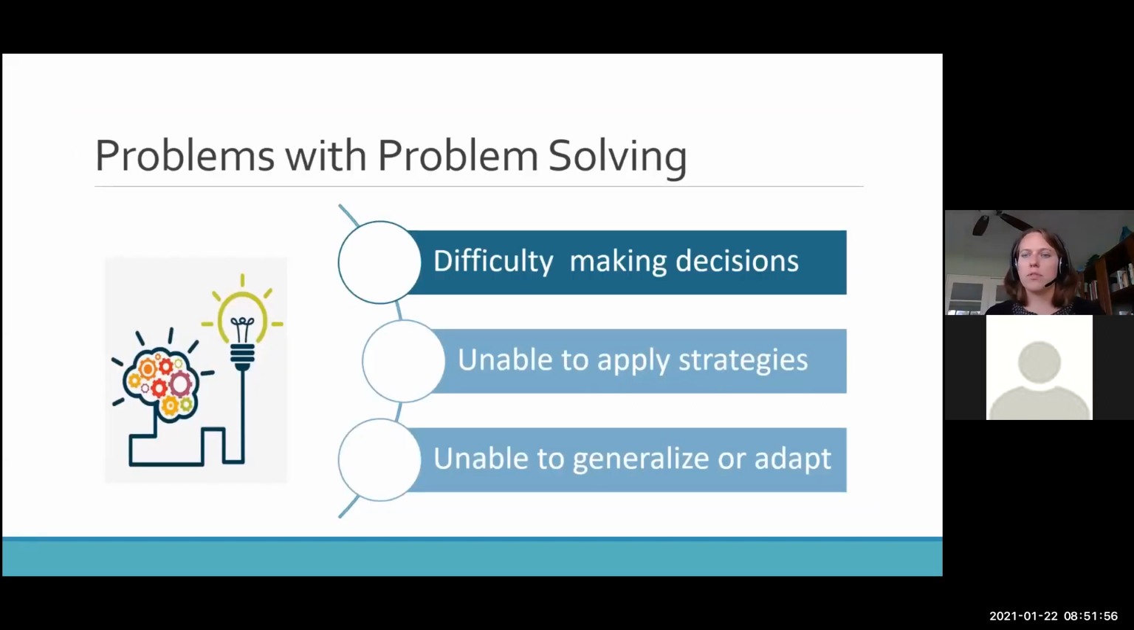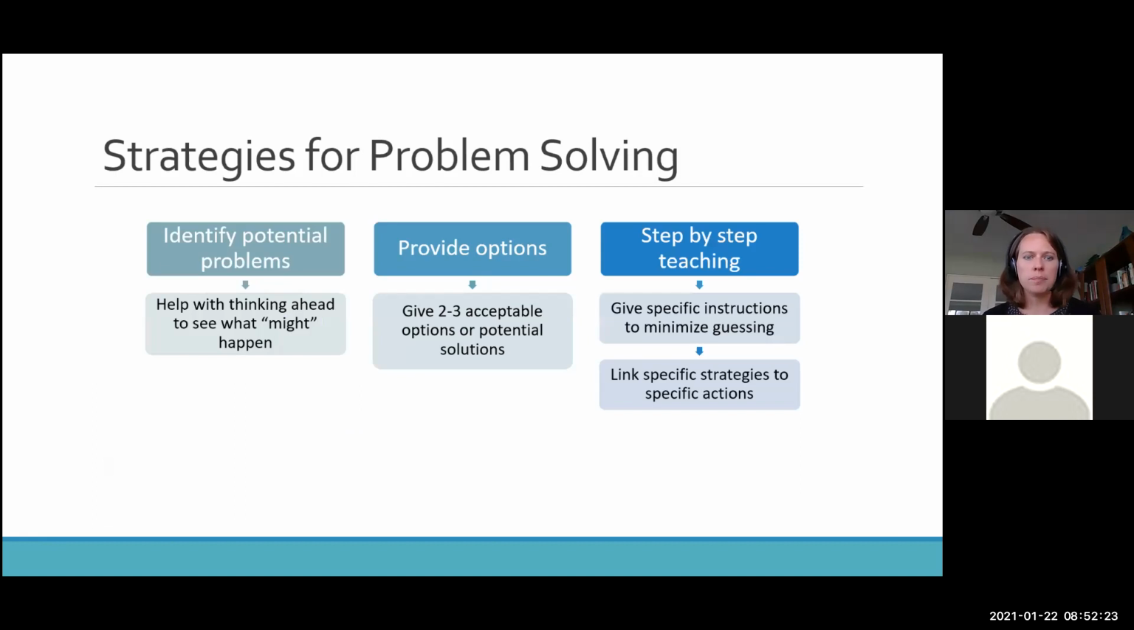So a person who has difficulty with problem solving, they might have trouble making decisions. They might not be able to apply the strategies. So they know that, I need to write down my therapy appointments in my notebook, but they might not necessarily generalize and say, I should write down every appointment in my notebook, or I should write down other tasks that aren't appointments in my book so I remember them. They're going to need more cueing to figure out how to use these strategies in more than one or multiple situations. So a few different things that you can do to help with problem solving.